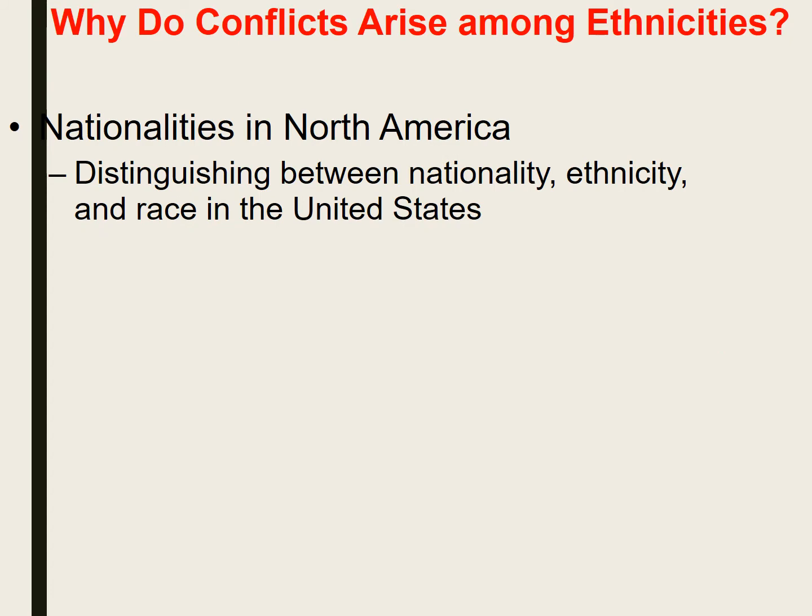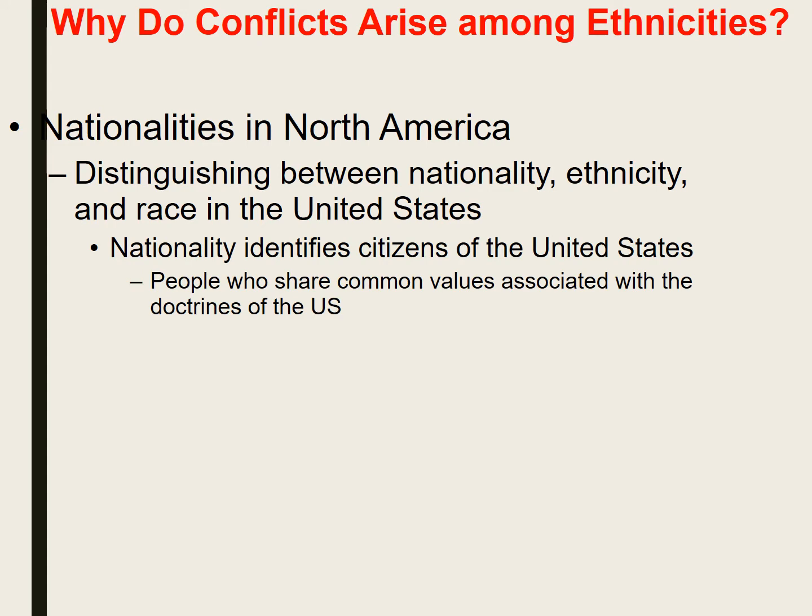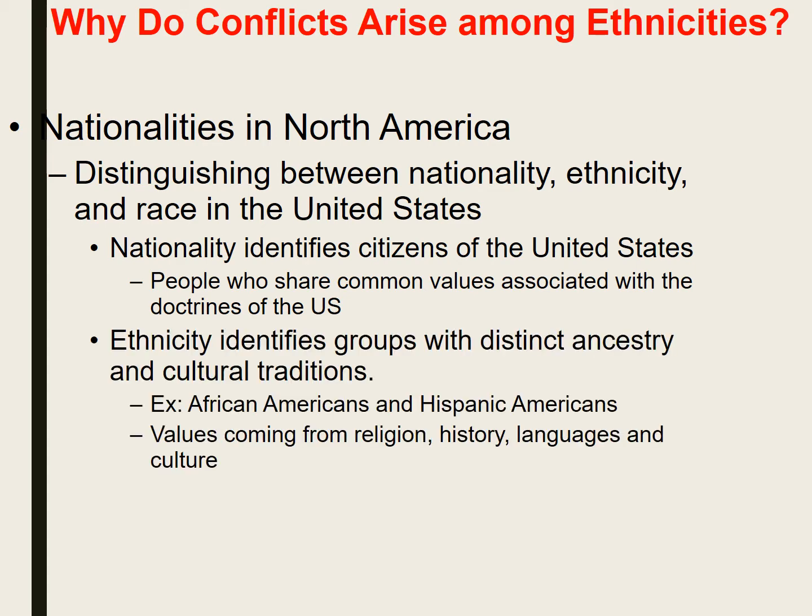For us to get a better understanding of this, let's make sure we know how to distinguish between nationality, ethnicity, and race in the United States. Nationality identifies citizens of the United States, and citizens may be people who share common values associated with the doctrines of the U.S. But the U.S. also has to agree that you're a citizen, right? You can't just be like, well, I share these values. No, there's a process you have to go through unless you're born here.